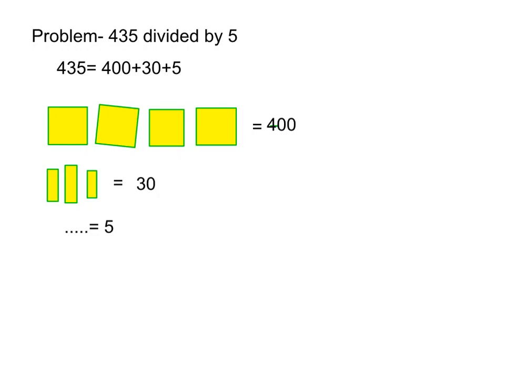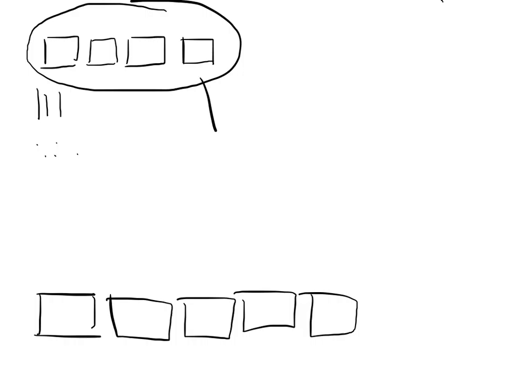Now let's solve the problem with the pictures first. Since we can't give each group a 100, we change this into 40 tens. 1, 2, 3, 4, 5, 6, 7, 8, 9, 10.